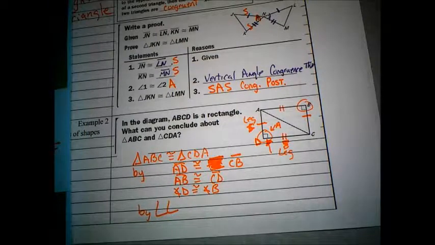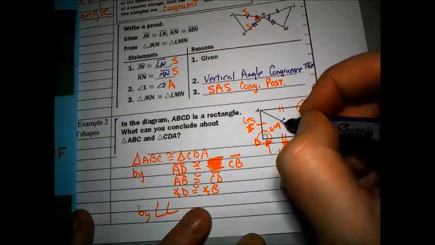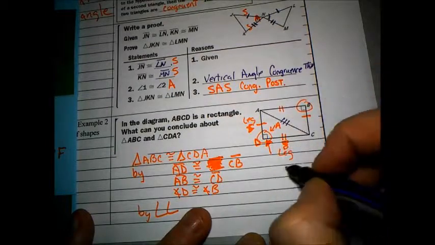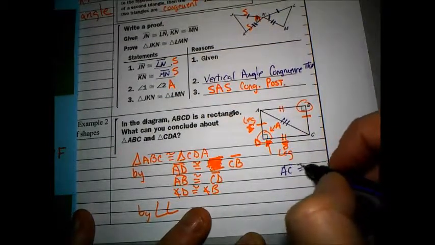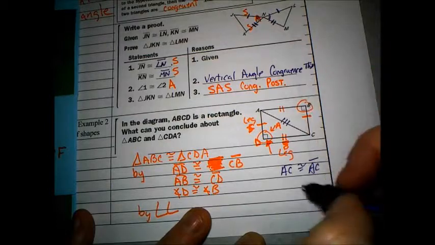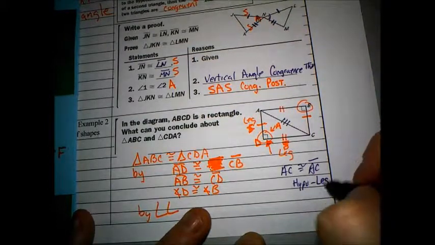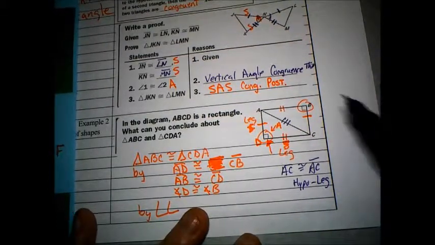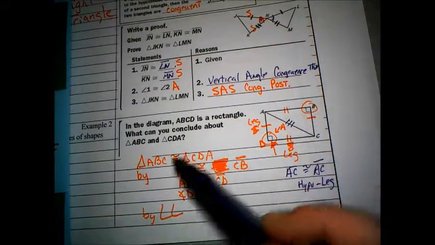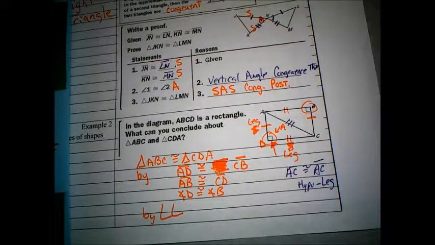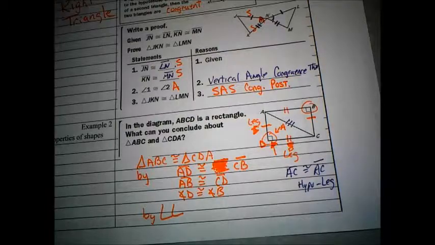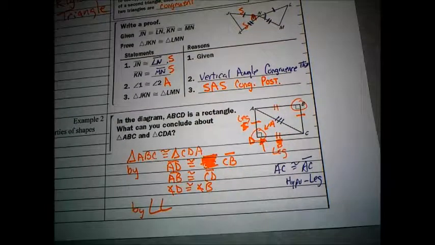There is an alternate version that you could use. It's saying here that this was reflexive, that AC is congruent to AC, and then you could use the hypotenuse and the leg to prove it congruent. So there are many ways to show that these two triangles are congruent to each other. You just have to back it up with your evidence.